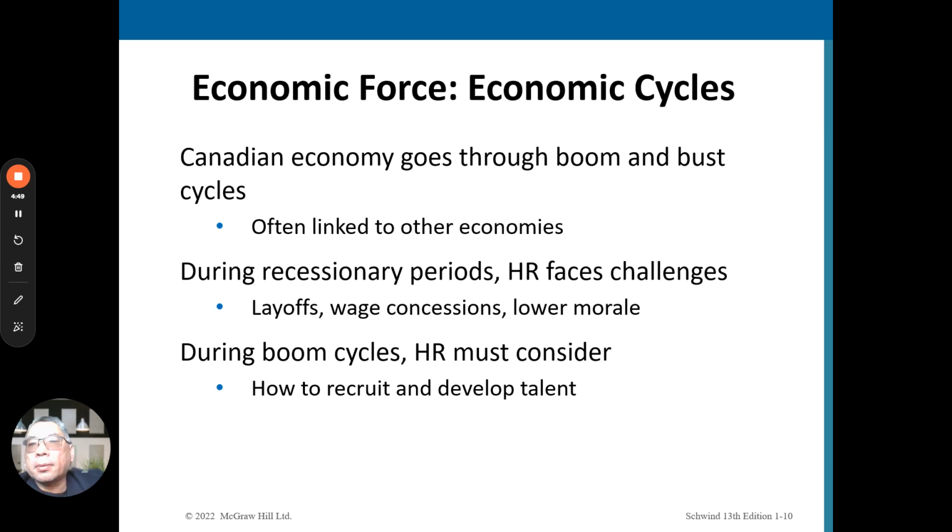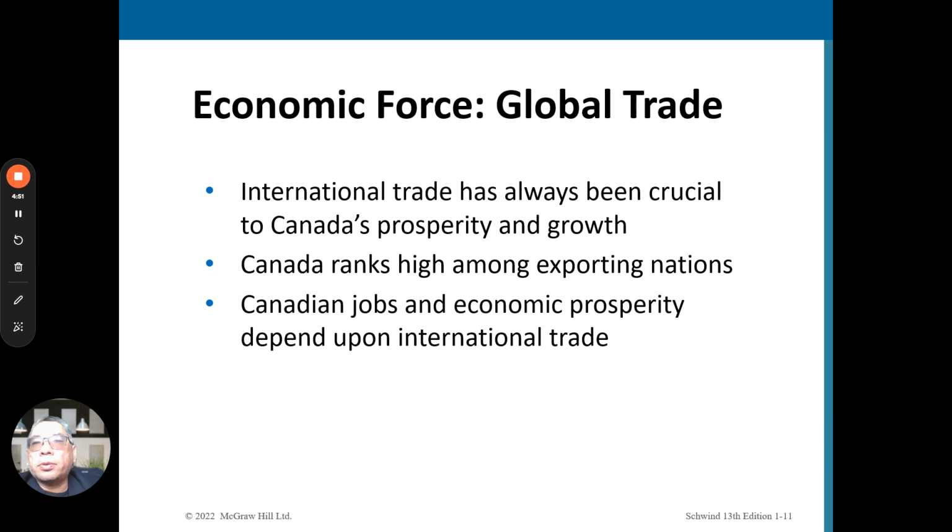Okay. Economic force: global trade. International trade has always been crucial to Canada's prosperity and growth. Canada ranks high among the exporting nations. Canadian jobs and economic prosperity depend on international trade.